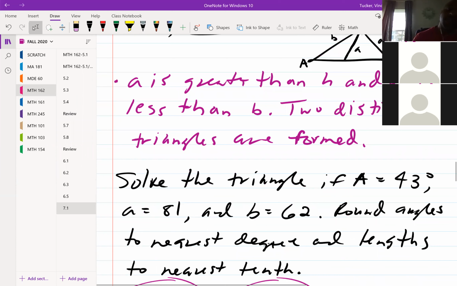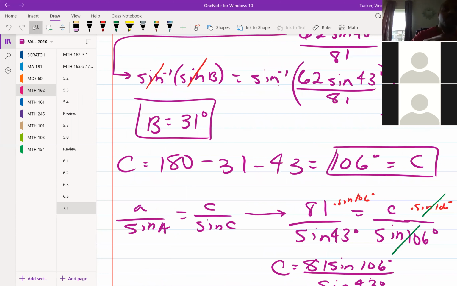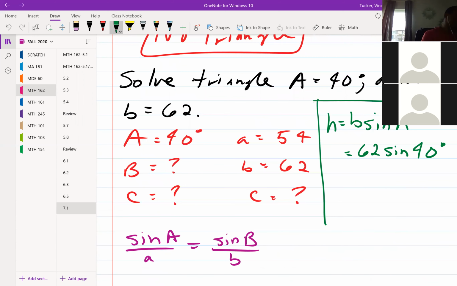Find H, which is B sine of A. Hold on, I think I wrote it wrong already. B sine of A. So B is 62. B sine of 40 degrees. Pull out my calculator. So I'm getting 39.9. All right, so that's the height of the triangle.